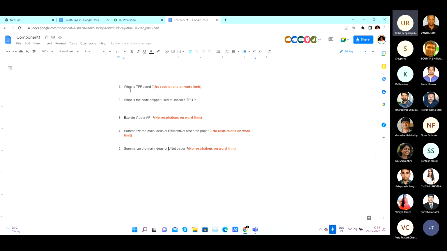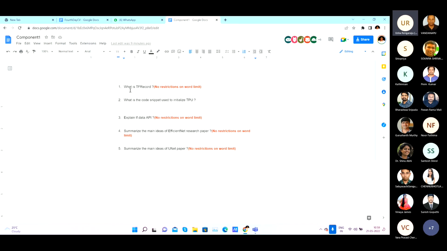And what is the code snippet used to initialize TPU? I have already said there is a block of code, whether you understand it or not, that comes every time you initialize TPU. So you can take that block of code and paste it. If you prefer to give an explanation, you can also do that. But the question is just pasting the block of code for TPU, right? Whenever you use TPU, there's a block of code you need to use. Next, explain tf.data API. This is used for building input pipelines in TensorFlow. So you need to understand the API to actually do it.